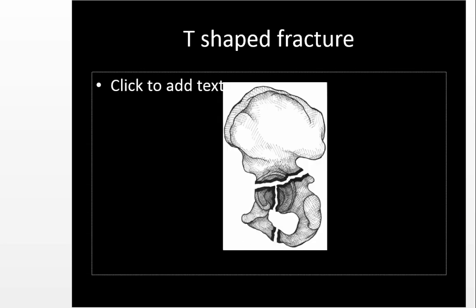So again, this is what a T-shaped fracture looks like. Notice that it looks like a T, right? When you're looking at the acetabulum on the cartoon, the fracture involves the anterior and the posterior column, and it disrupts the obturator foramen. Notice that none of the fracture plane is extending into the iliac bone, because if it did, that would be a both column type fracture.